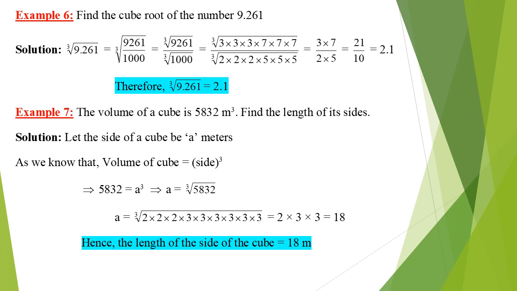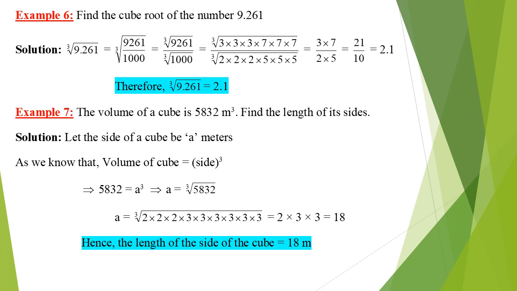is 5832 meter cube. You have to find out the length of its side. So let the side of the cube be A meters, which is not given to you. And as we know the formula of the volume of a cube is equal to side cube. So this value of volume is given to you. So put that value under volume, which is equal to A cube. And as you know, when you have to find out the value of A, it will convert into the cube root of the other side. So A is equal to cube root of 5832.